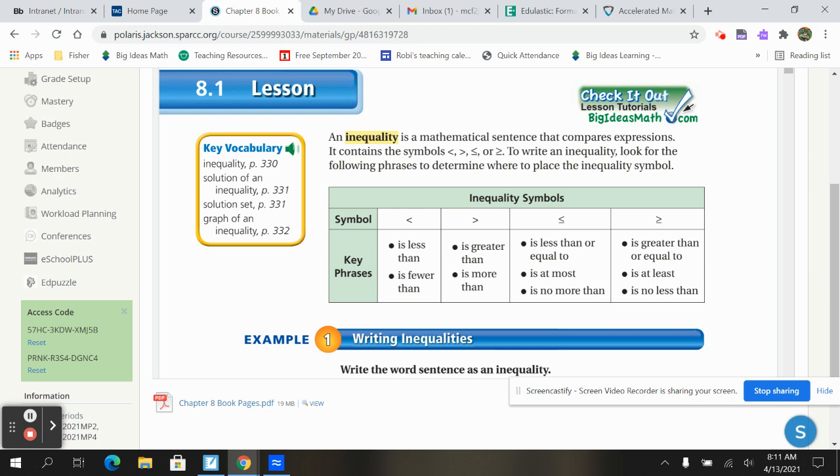Now, have you worked with less than or equal to, or greater than or equal to? Have you worked with those signs at all? You have? Most of you? Okay, that's good. Those are the ones on the right. Those are the most common inequality signs.